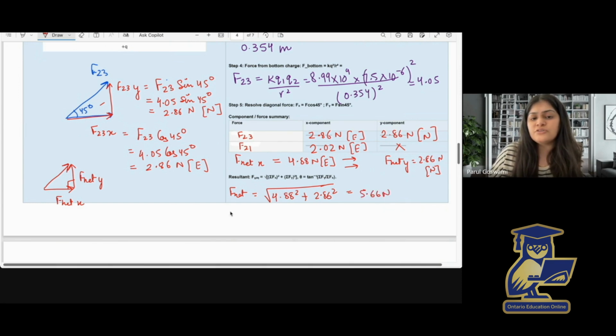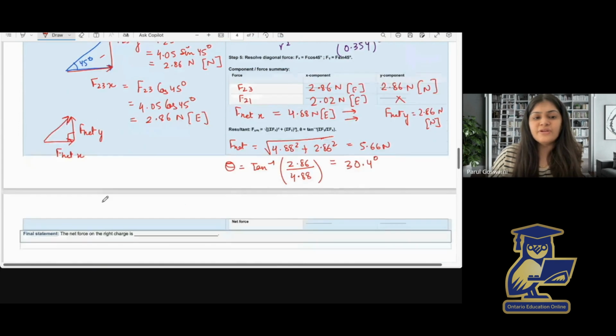For the direction, we can use tan theta. So theta equals tan inverse of F net y over F net x. F net y is 2.86 over 4.88 Newton, and theta comes out to be 30.04 degrees.